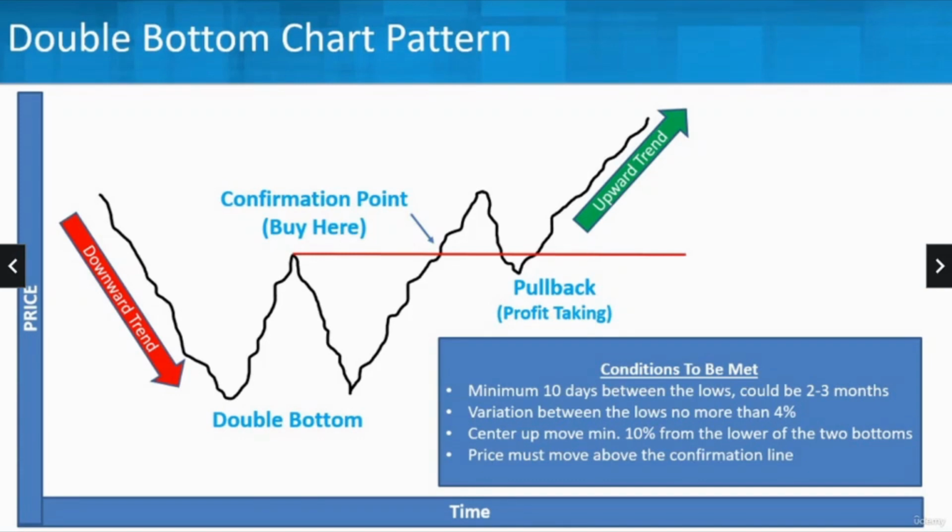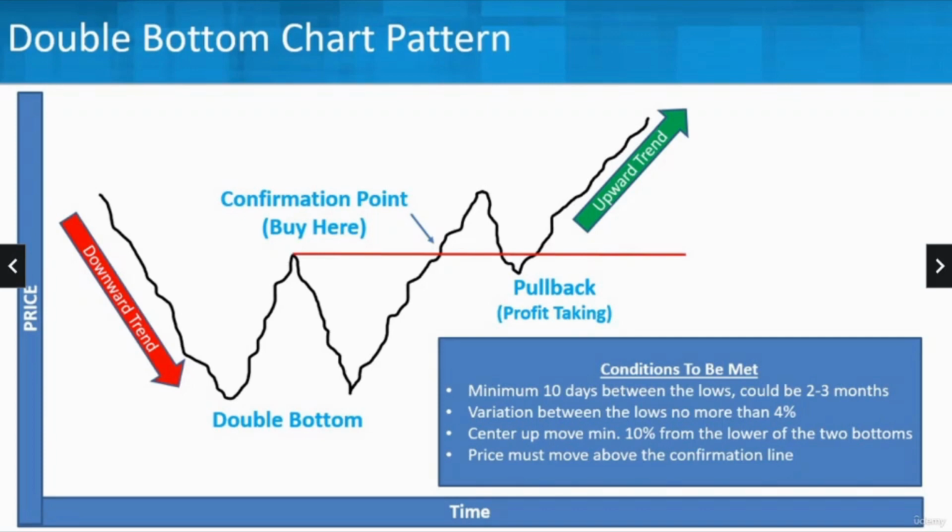And the variation between the lows is no more than 4%. They truly are within each other, very narrow. If you draw a line along the bottom there, they're very close to that support line. So it actually looks like a W. It doesn't look like something like a lightning bolt that keeps going downward. It looks like a W that's formed there. And then that center up move is a minimum of 10% from the lower of the two bottoms, right? If it just goes up a couple of percent, you get this really funky looking W.